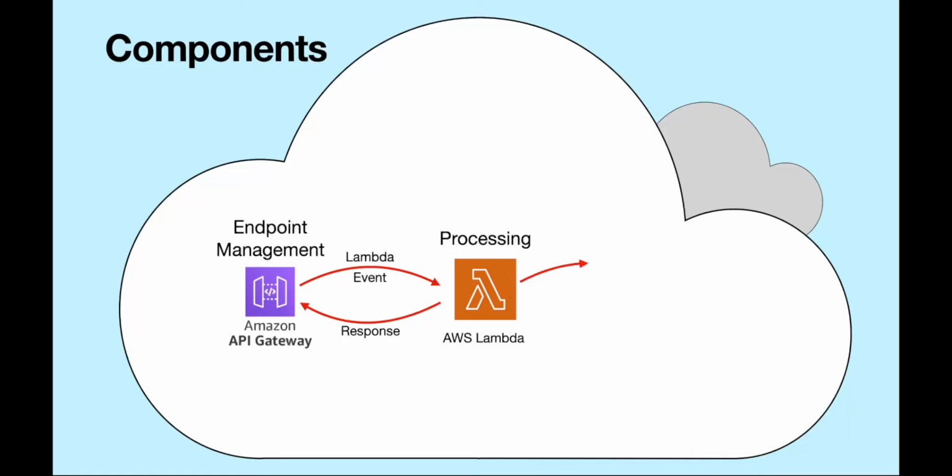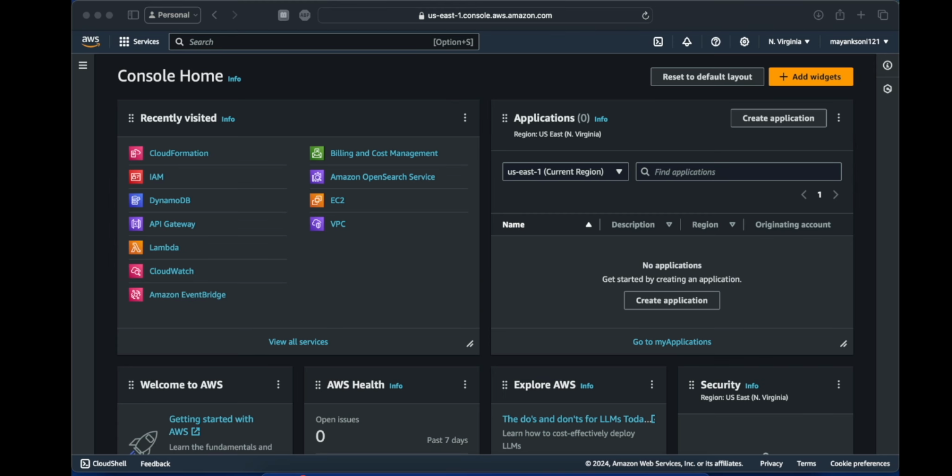Now, any application might need to store data, and in our case, we are going to use AWS DynamoDB for the storage. DynamoDB is a fully managed NoSQL database service that offers fast and predictable performance with seamless scaling. In our example, we are going to perform the CRUD operations using DynamoDB. Let's try to create our serverless application.